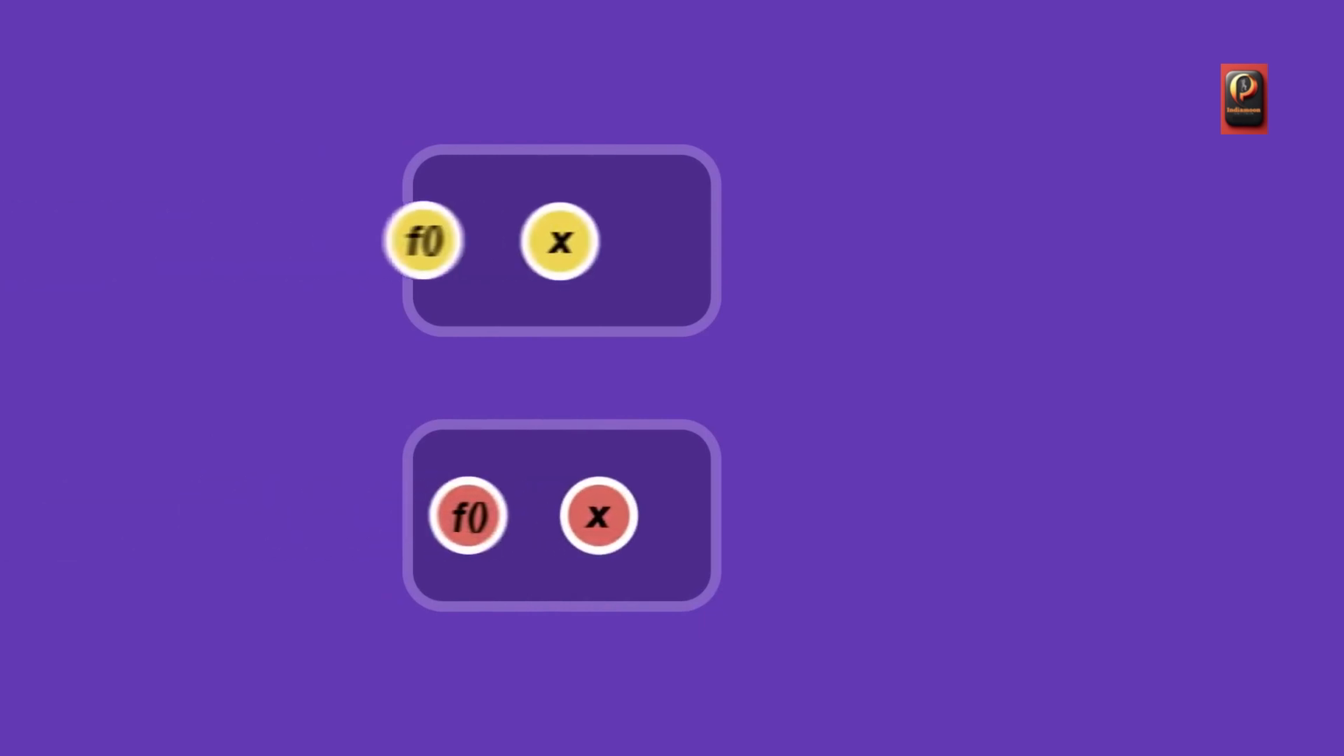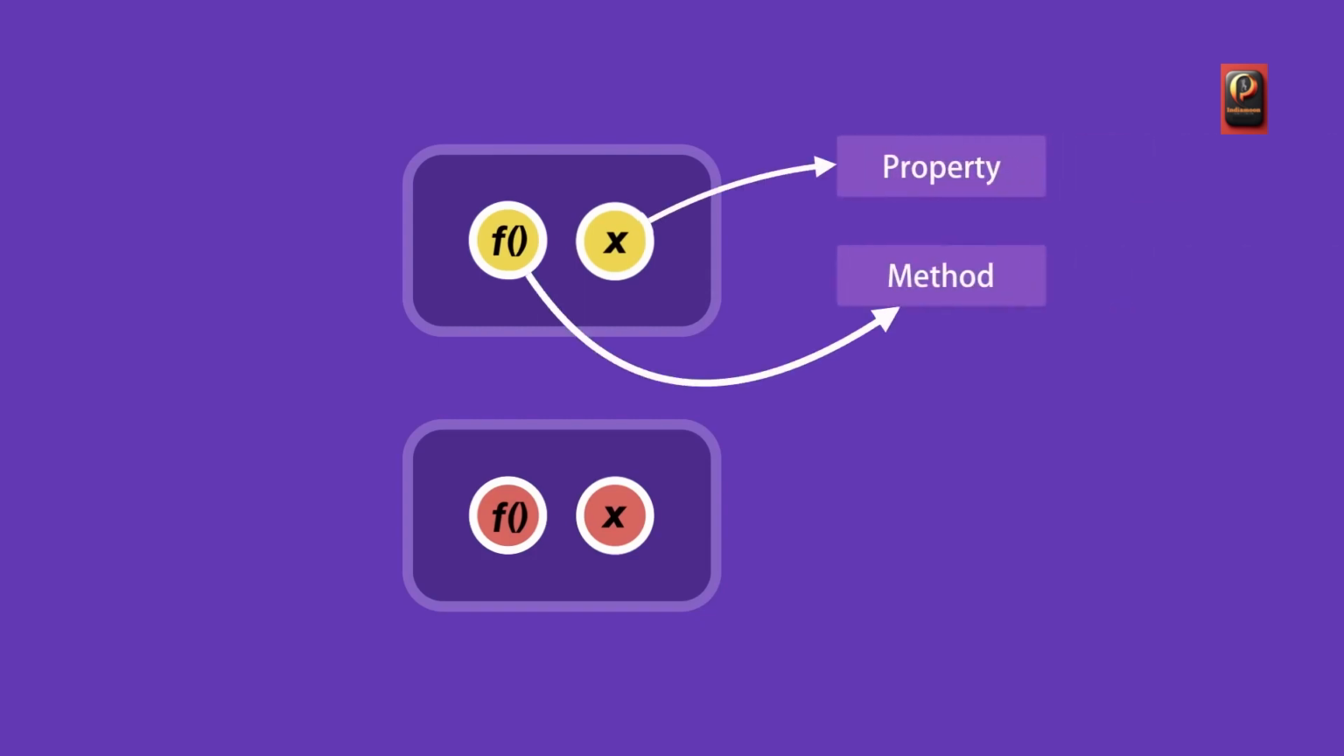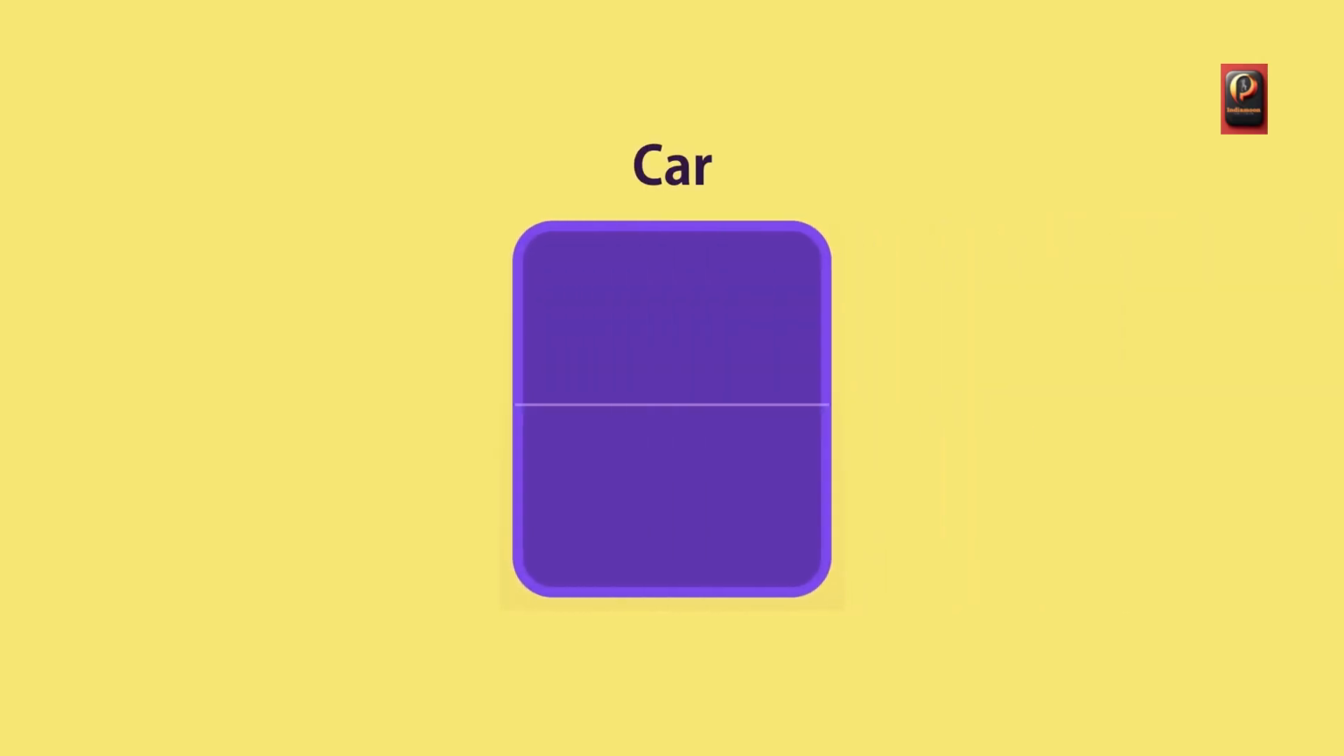In object-oriented programming, we combine a group of related variables and functions into a unit. We call that unit an object. We refer to these variables as properties and the functions as methods. Here is an example. Think of a car. A car is an object with properties such as make, model, and color, and methods like start, stop, and move.